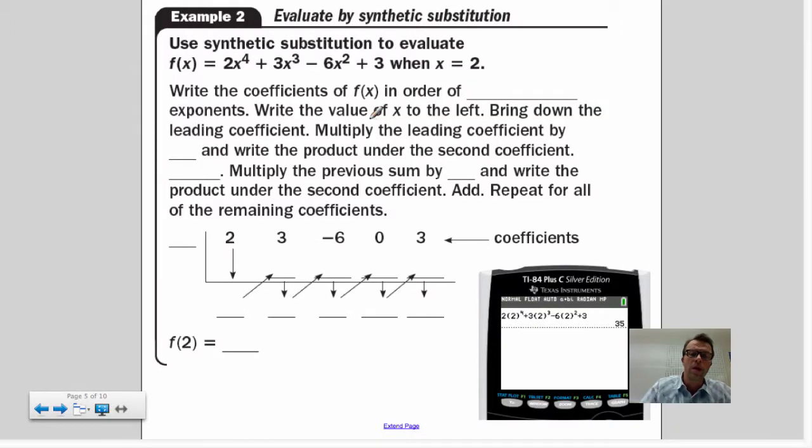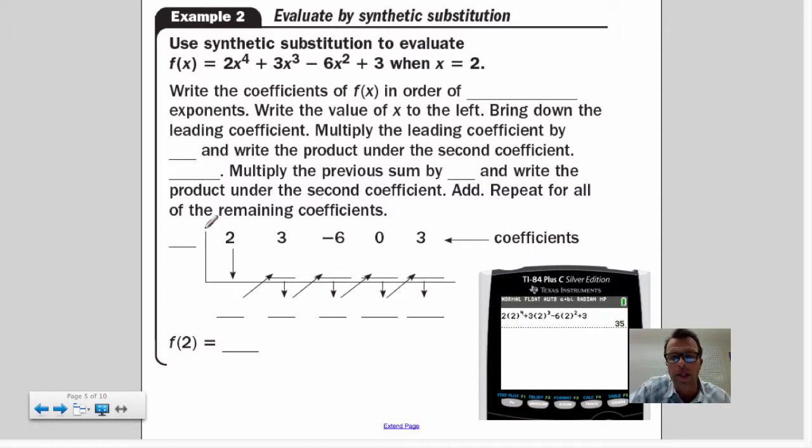Well done. So here we go, beautiful synthetic substitution. It's a really neat technique, and you definitely want to know how to do this, and we'll practice this quite a bit in the classroom. First of all, we need to make sure that this polynomial is in standard form, and notice it is: power 4, power 3, power 2, skip power 1. Realize what we're trying to do is plug 2 into this equation. You could do that with a calculator. We would plug 2 in for x, hit enter, and the answer would be 35.